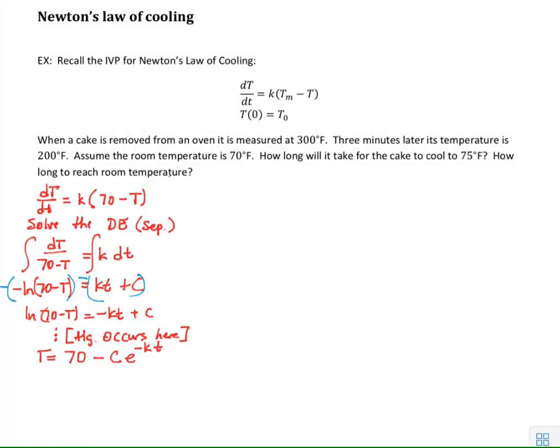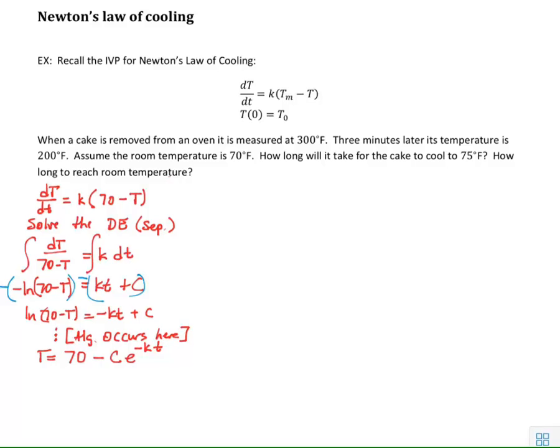We're going to pick up where we left off in the last lecture, where we were working on this example where a cake has been removed from an oven, and it's measured at 300 degrees whenever it comes out. 3 minutes later, the temperature is 200 degrees, and we assume that the room temperature is 70 degrees. We want to know how long it takes to cool to 75 degrees.